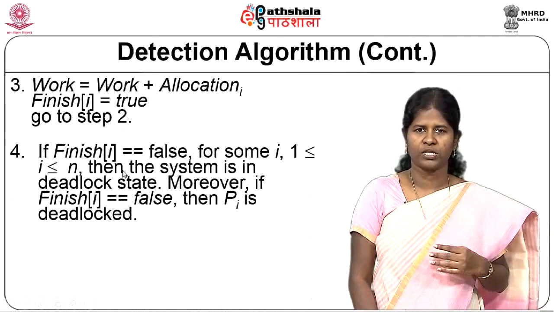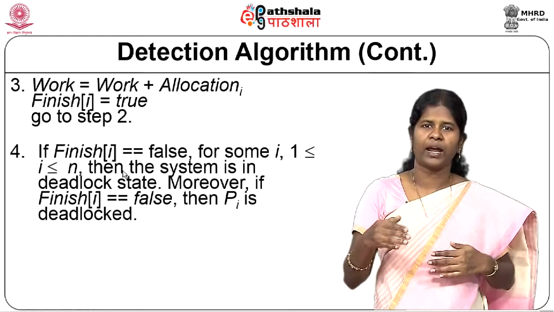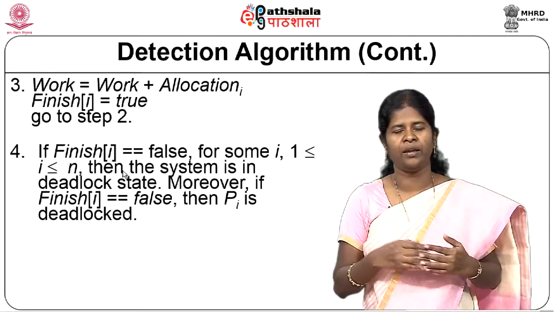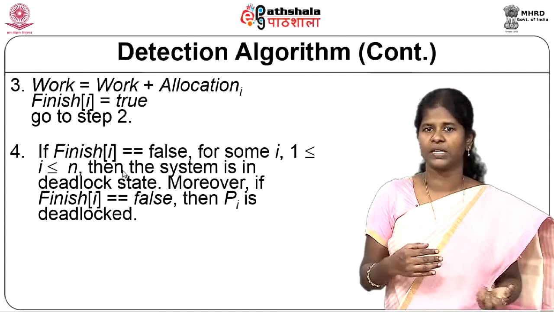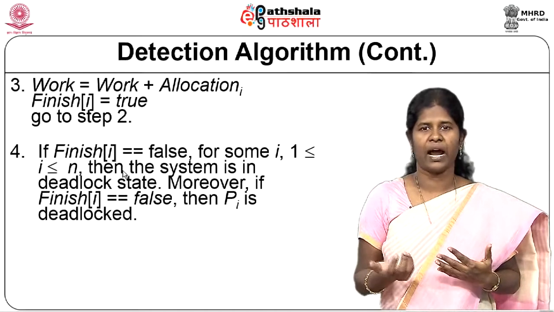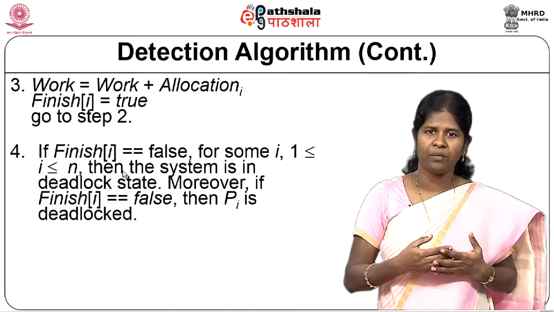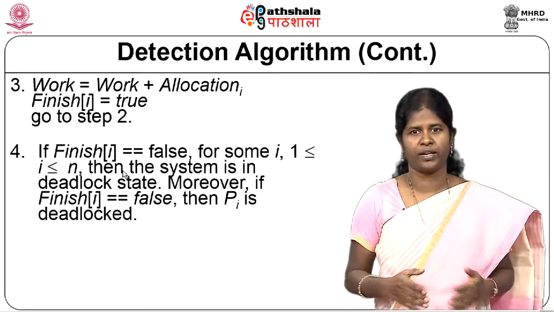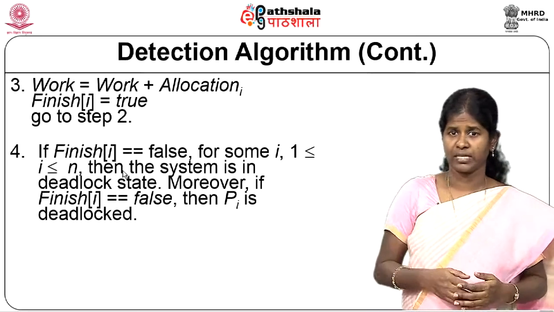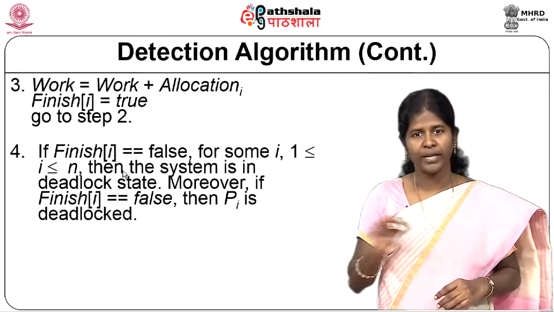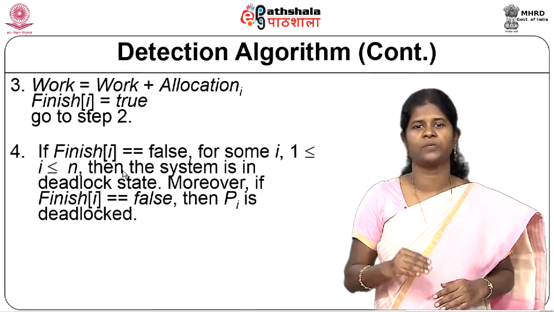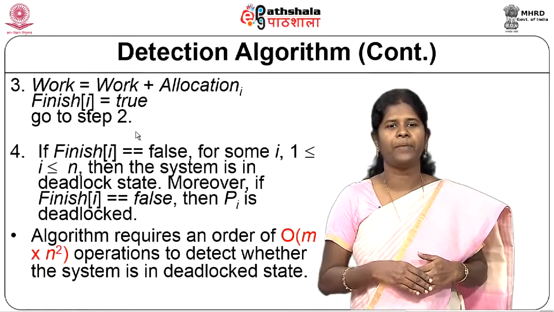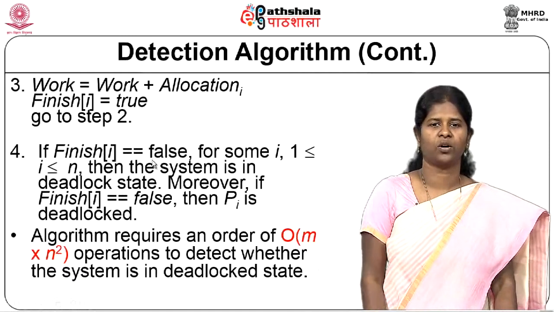If there is some process whose request is less than or equal to what is available, you allocate that request to that process, and whatever was allocated to that process earlier will also be released and added to what is available. You try to see if this can be done for all the processes in the system. If it can, then the system is not deadlocked. If for some process Pi you are not able to allocate, then that process Pi is involved in the deadlock. This algorithm requires on the order of m times n squared operations to detect whether the system is in a deadlocked state.